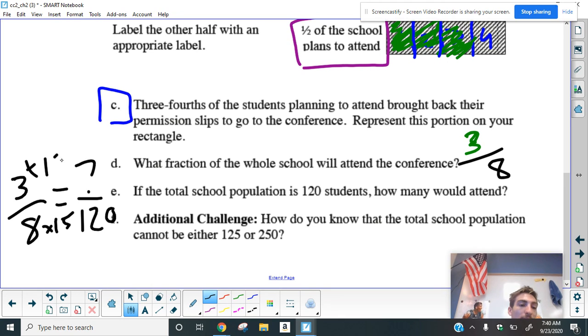Multiply the top by 15. All right, so if we do 3 times 15, we're going to get 45. So my answer would be 45 students. And then an additional challenge, how do you know that the school population cannot be either 125 or 250?